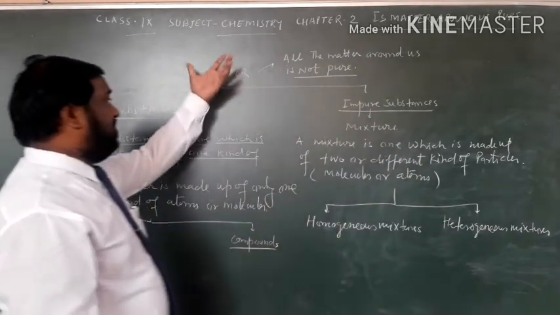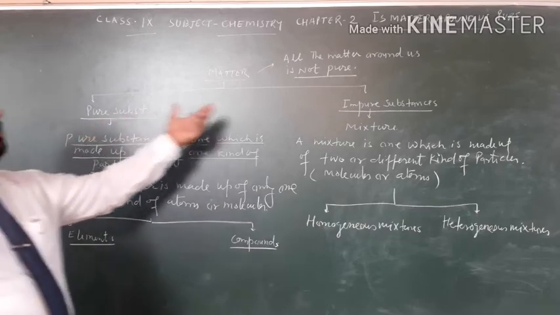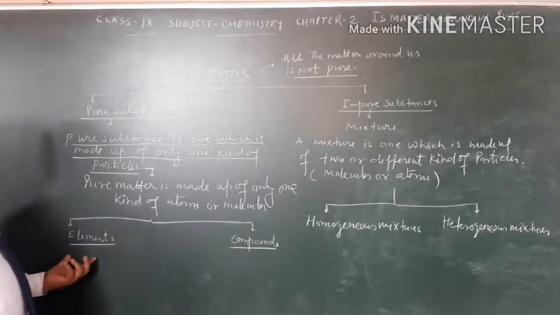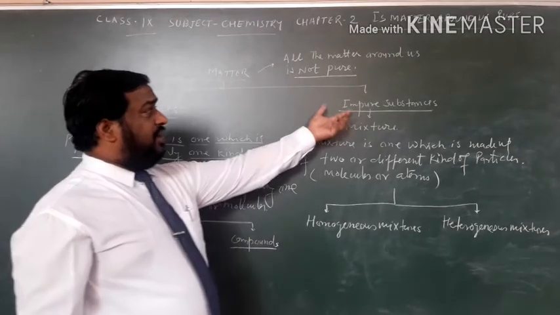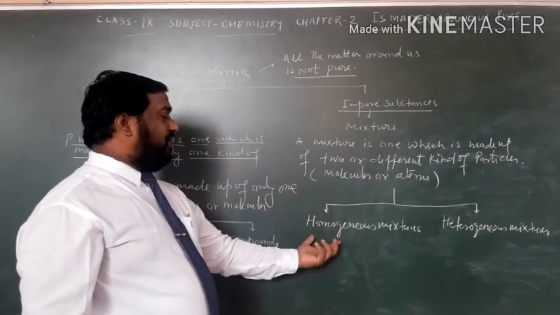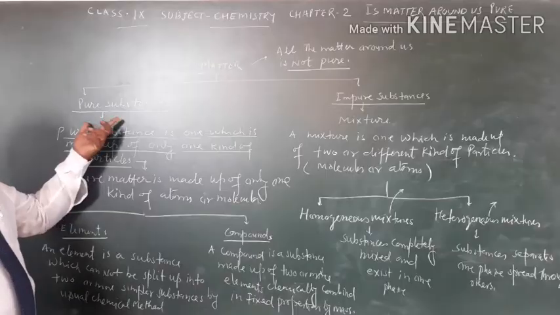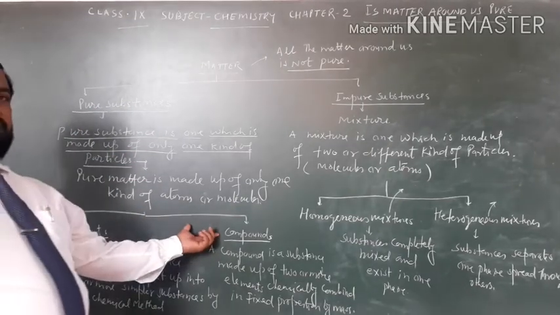So this is a frame about matter, pure substance and impure substance. Pure substance is further divided into elements and compounds. Impure substance is further divided into homogeneous mixture and heterogeneous mixture.